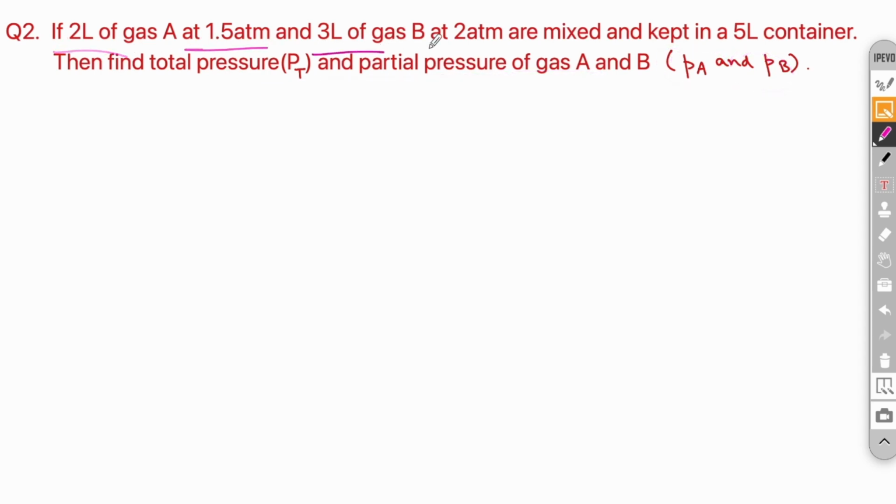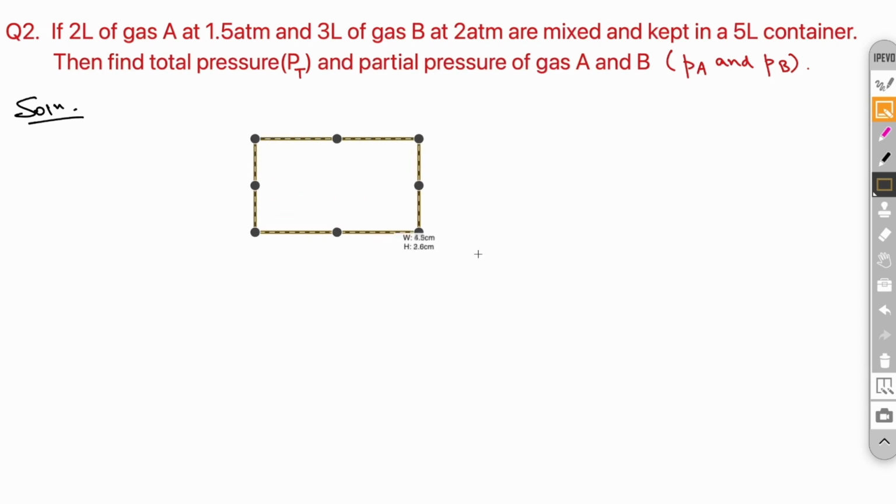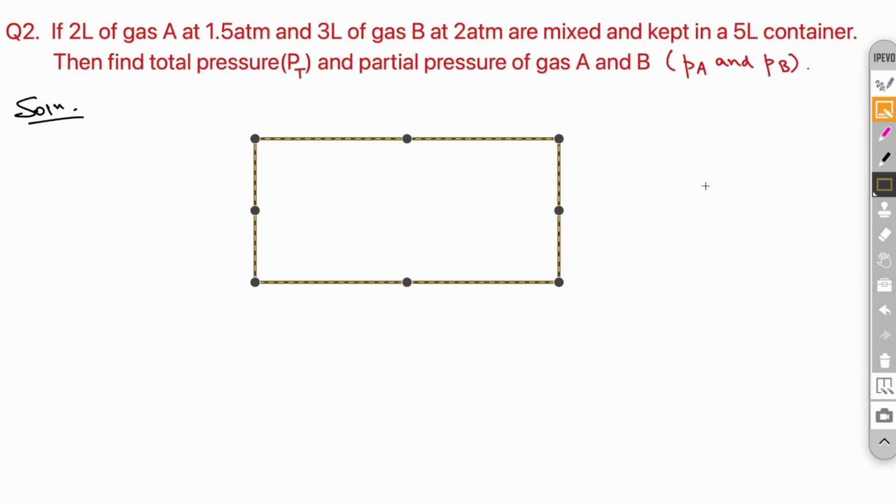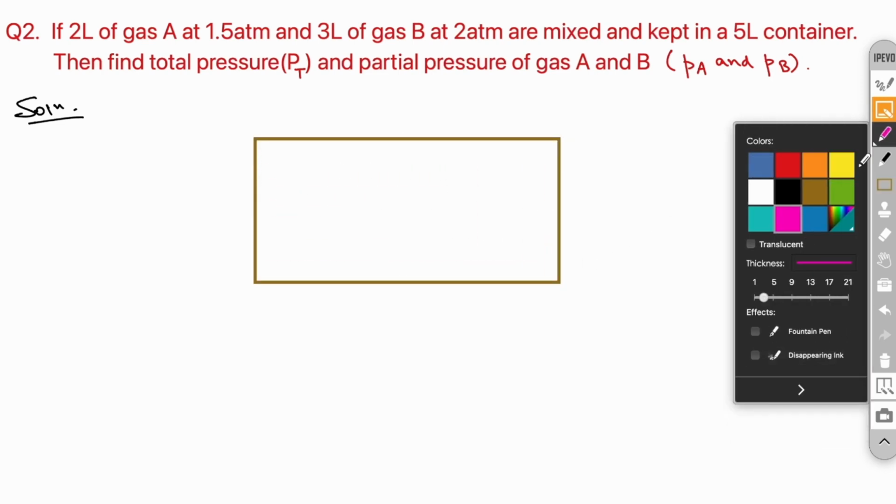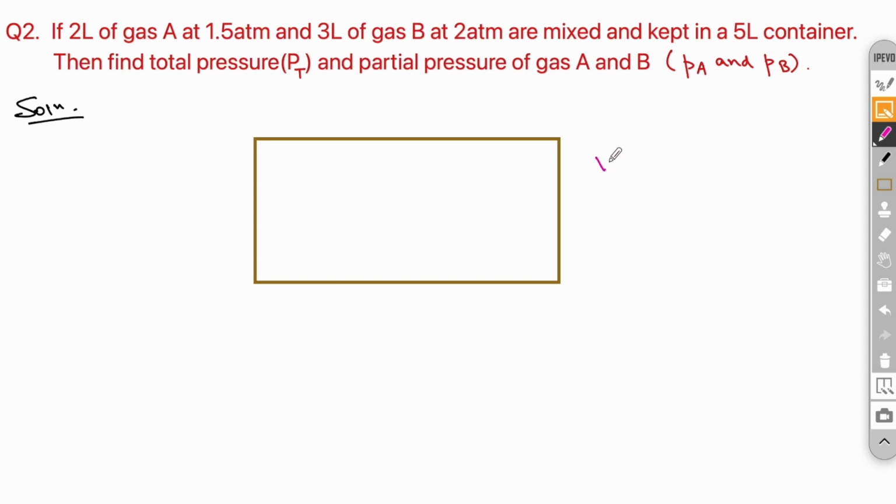Now instead of moles, we are given the volume and pressure, right? So this is also a simple problem, so we'll solve it. Here we'll draw a container where we have these gases, gas A and gas B. The volume given is 5 liters, right? Temperature we are not given here, let's assume it as T Kelvin.